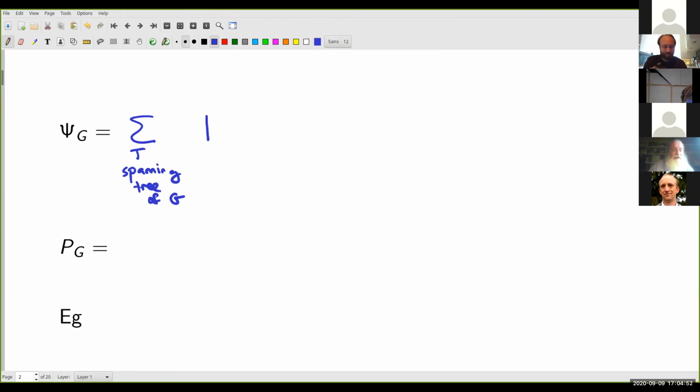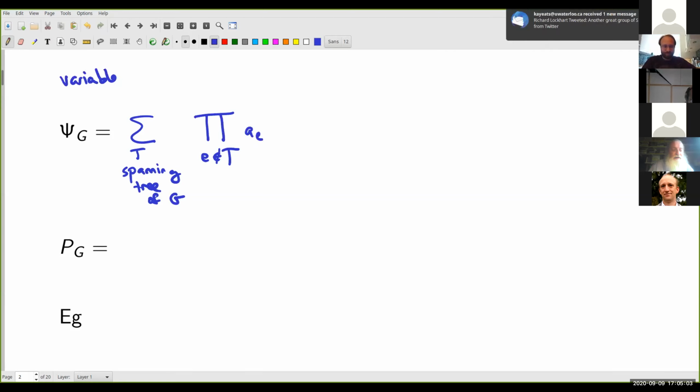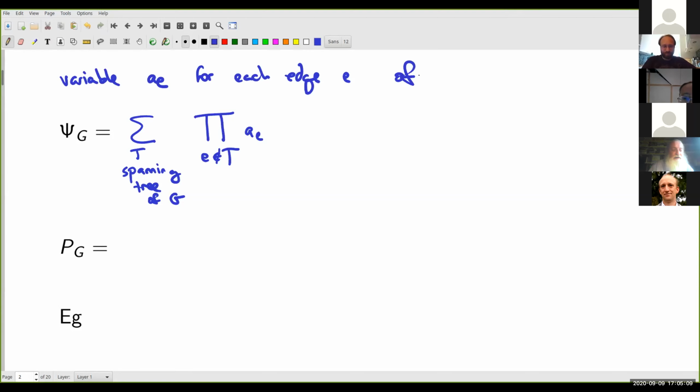And then what do I want to do? I want to take the monomial of the edges that you have to cut in order to get that tree. So you have a variable A_e for each edge e of the graph G. Depending on where you come from, you might call this a Kirchhoff polynomial or a dual Kirchhoff polynomial, or you might call it the first Symanzik polynomial. But in any case, it's a nice polynomial.